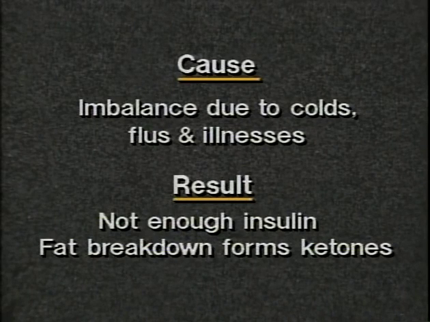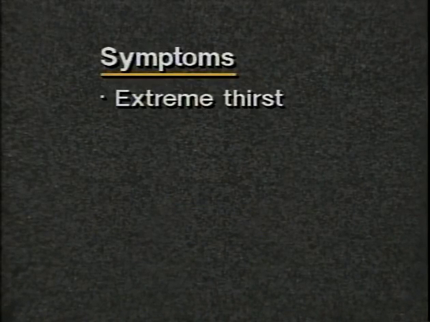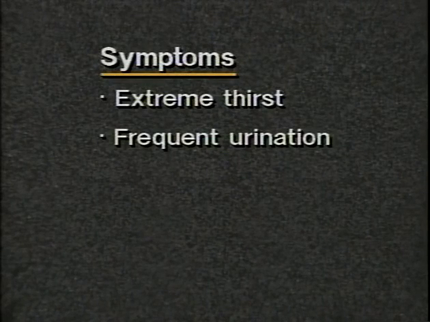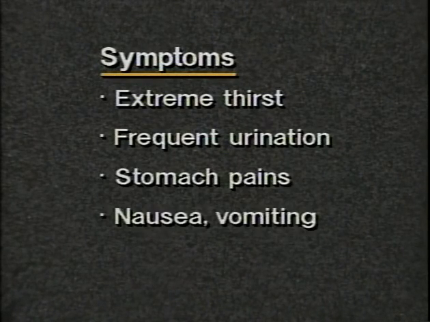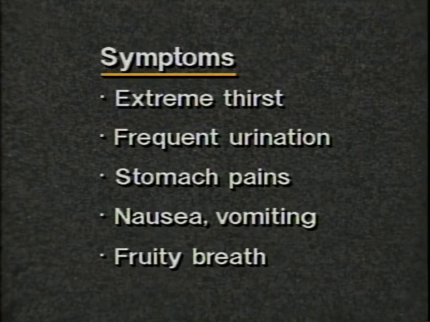Fat is broken down for energy, forming poisonous ketones. Ketones build up in the bloodstream and spill over into the urine. High ketone levels cause ketoacidosis. Symptoms of ketoacidosis include extreme thirst, frequent urination, stomach pains, nausea or vomiting, and fruity-smelling breath.